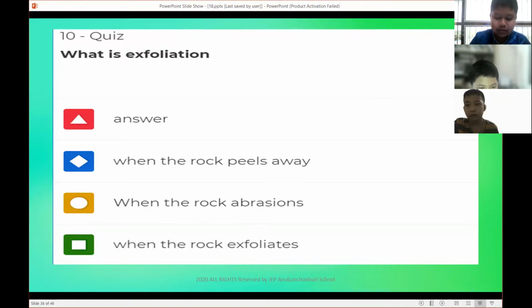The blue, the diamond. That is the best answer. When the rock peels away like an onion. I told you earlier, exfoliation is like an onion.